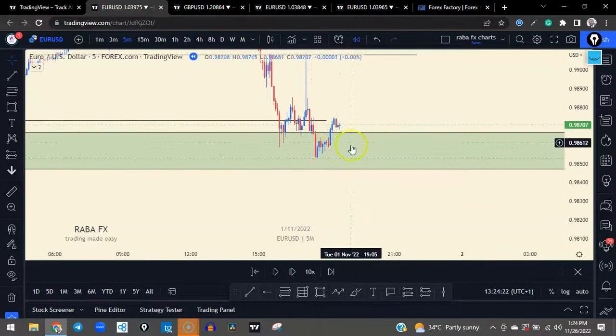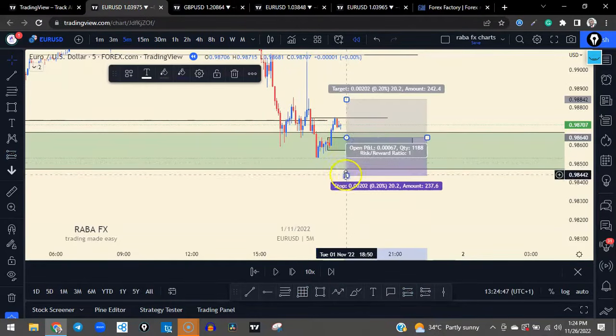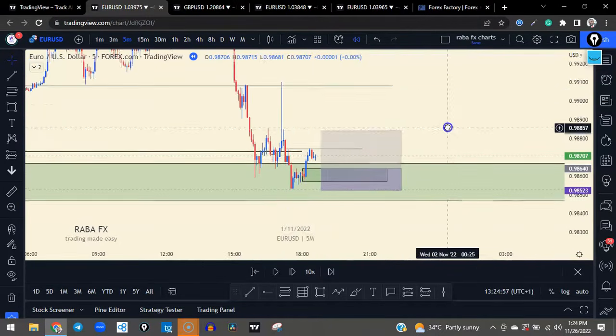Now, in this case here, we have a supply zone that pushed price to the downside. Now we have it invalidated. What invalidated it is this demand zone. So your entry will be here. This is where your entry will be. Long. You can put your stop loss below this or below this, whichever one works fine. But I'm going to put it here. I like being safe.